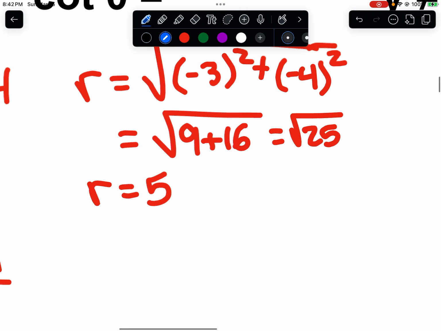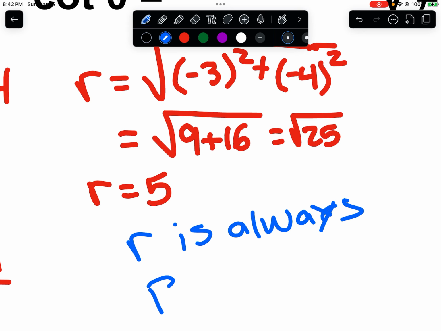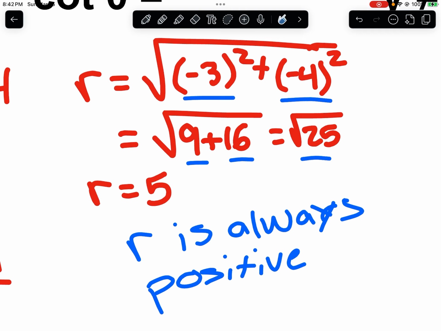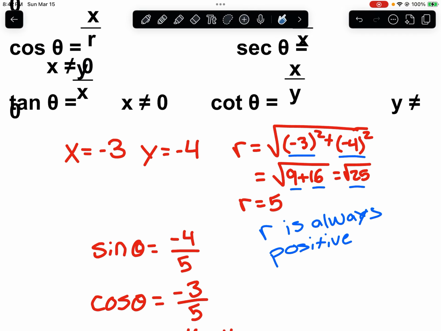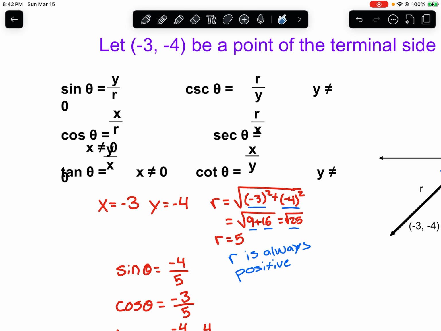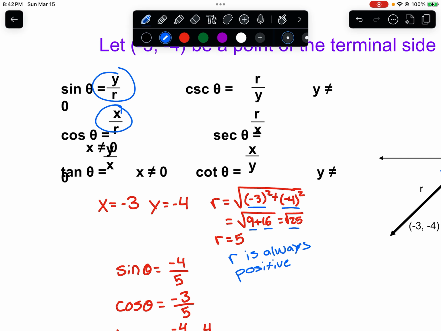Now, one thing I did want to mention within that r value: r is always positive. Because you would always be squaring things here, you're always going to get positive values, which will always give you a positive value inside that square root, which is always going to give you a positive r value.